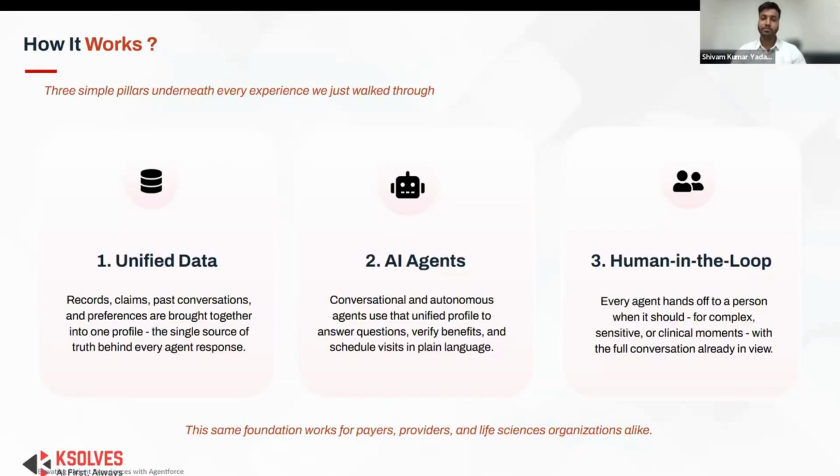Then the third thing is that a human is always in the loop. For example, if an agent wants to hand off the conversation to a person when there is a complex query or a sensitive process is required, we can simply transfer that whole conversation or the whole process to a human.